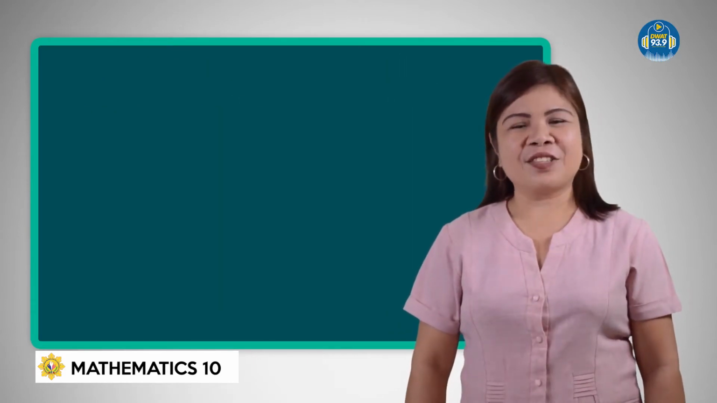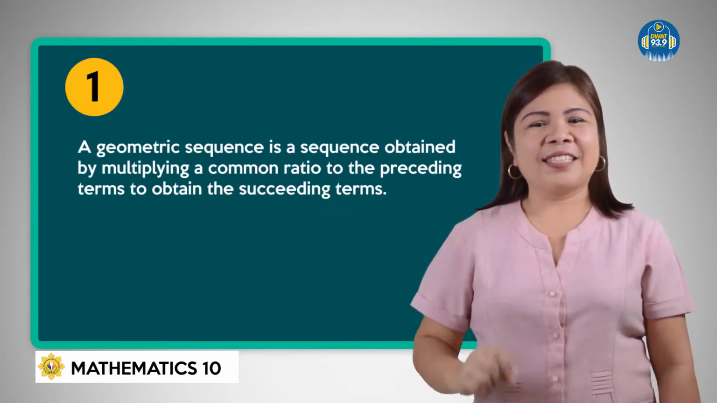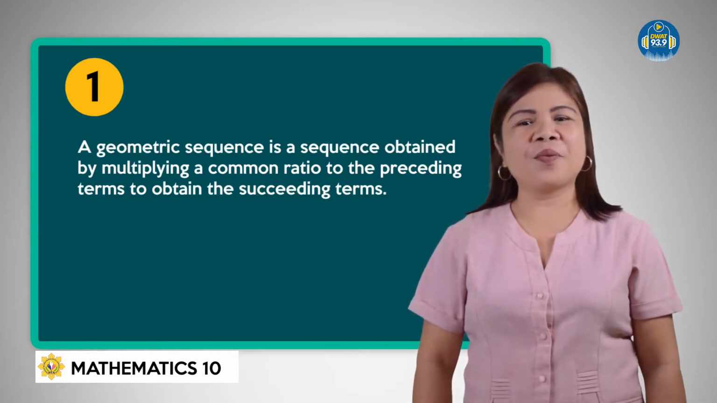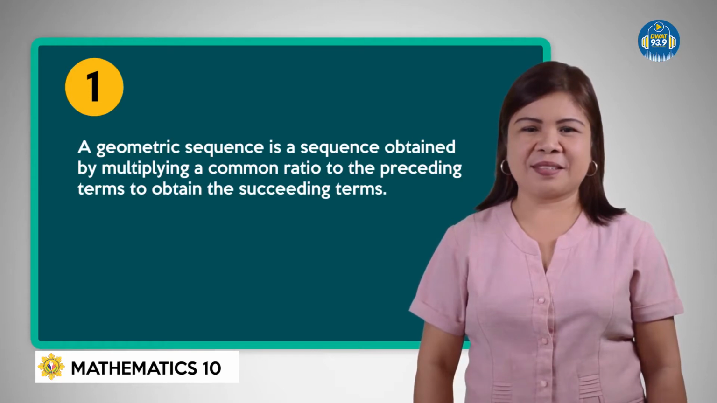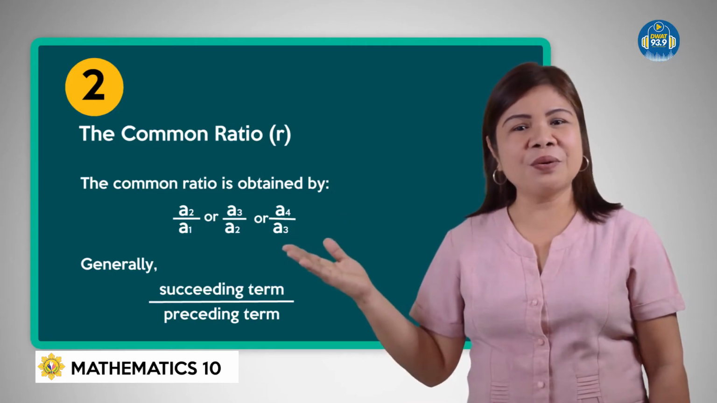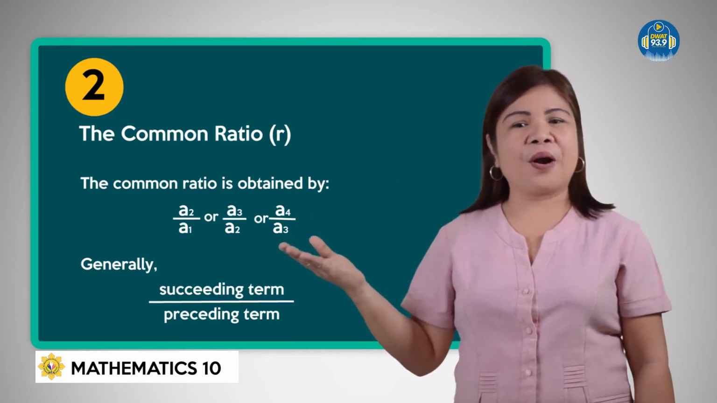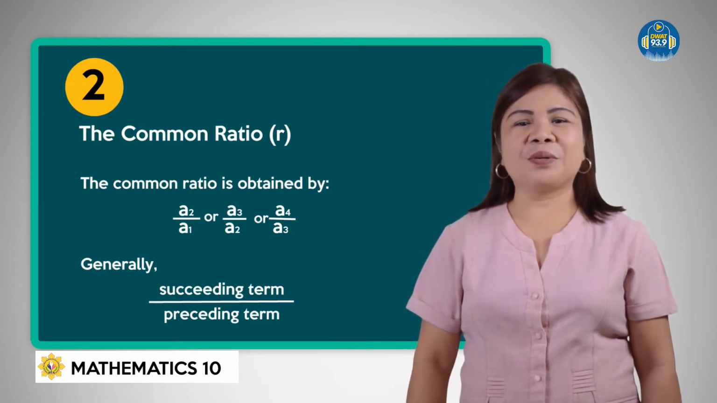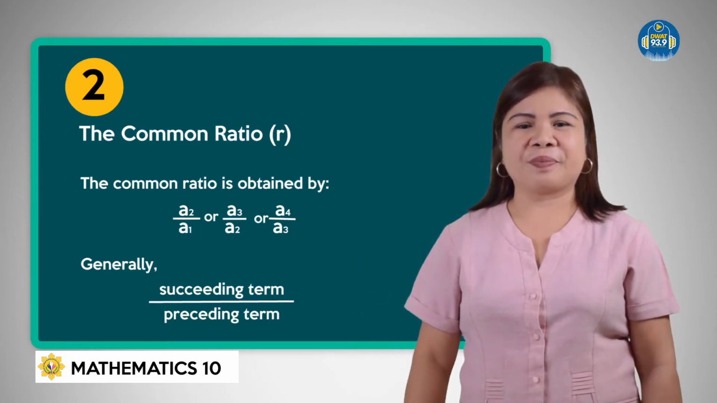Before we end, let us summarize what we have learned today. First, a geometric sequence is a sequence obtained by multiplying a common ratio to the preceding terms in order to obtain the succeeding terms. The common ratio is obtained by a sub 2 over a sub 1, or a sub 3 over a sub 2, or a sub 4 over a sub 3, and so on. So in general, the common ratio is equal to the succeeding term over the preceding term.